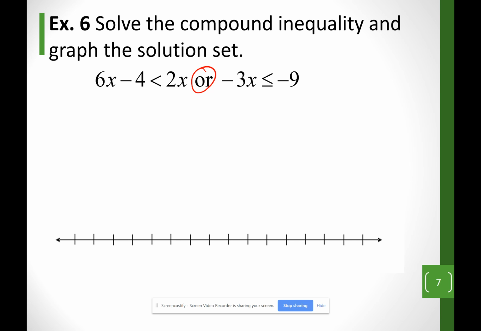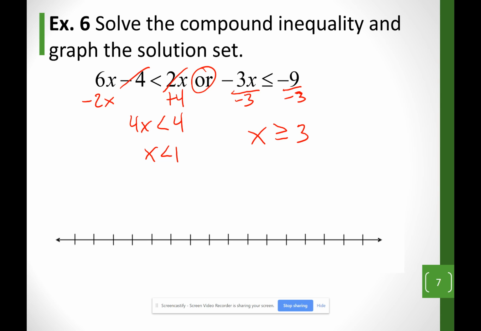Let me solve the first inequality. Let me bring the 2x over as a minus 2x. Let me bring the negative 4 as a plus 4. So I get 4x is less than 4. That means x is less than 1. Okay, can do that one easily. Take a look at the second inequality. Let me divide both of these by negative 3. Dividing by a negative, so x is greater than or equal to 3. I flip my arrow because I divided by a negative.